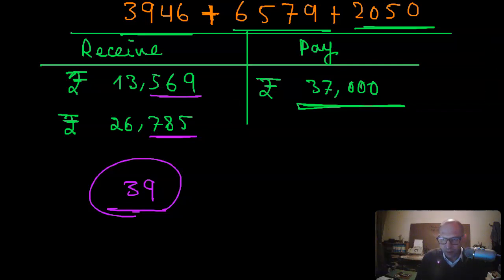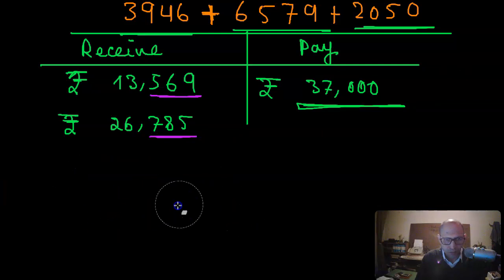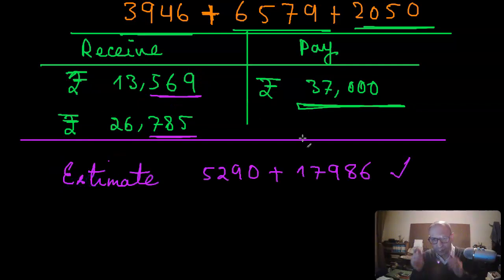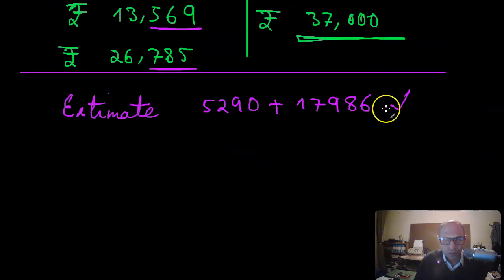Now let's take a couple of examples here, essentially examples in the form of exercises. So let's say you want to estimate 5,290 and 17,980, okay, and you see that essentially 5,290 is very close to 5,000, right, and 17,980 is very close to essentially 18,000.